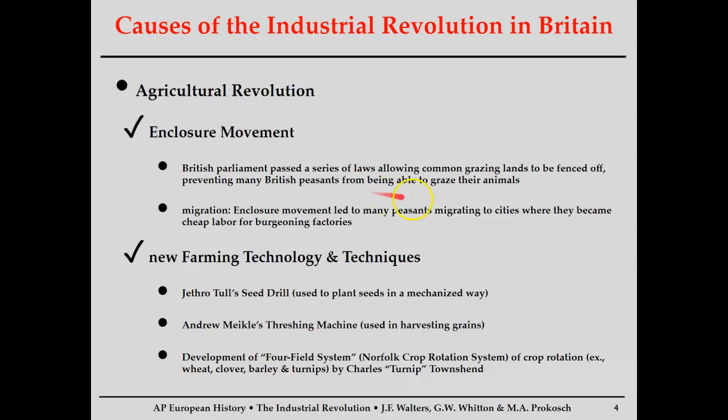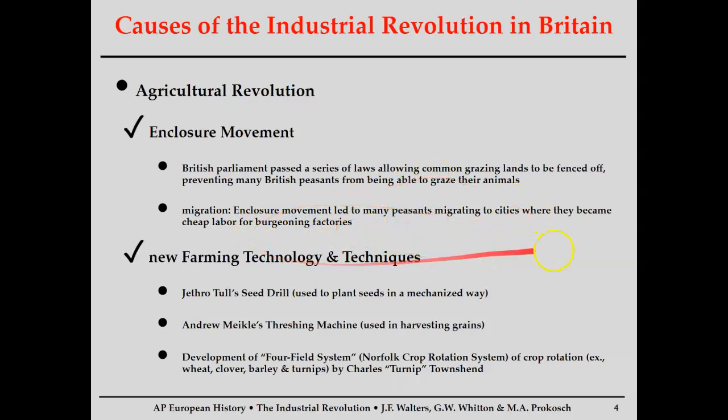What that basically will do is that regular average Joe peasant in Britain can't afford to buy that land. They would either rent it from that landowner, or more likely, this is going to put them out of a job. So this will lead to significant migration from the countryside, more agrarian parts of Britain, to the cities. So this is a great example of urbanization. I would write that on your notes right here.